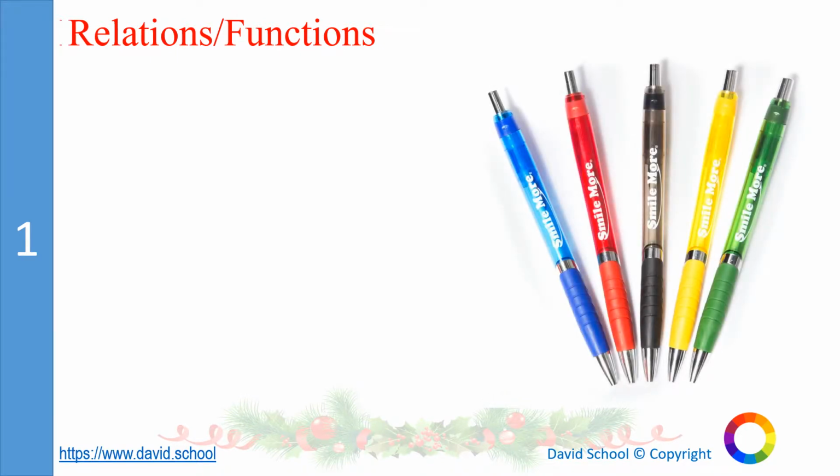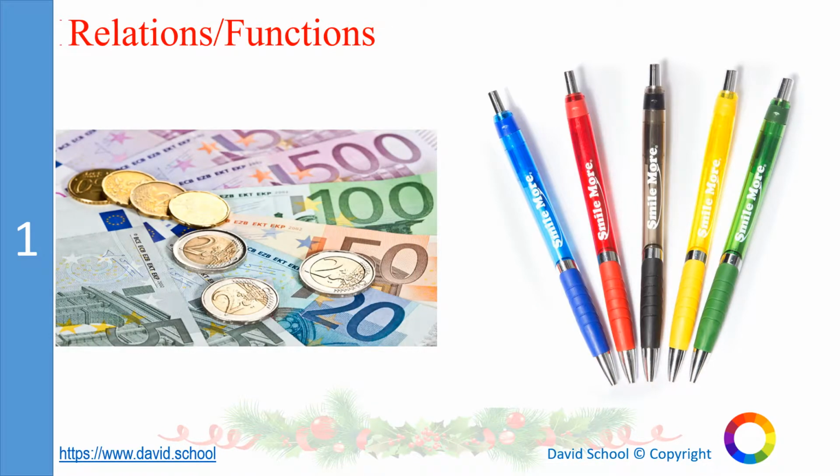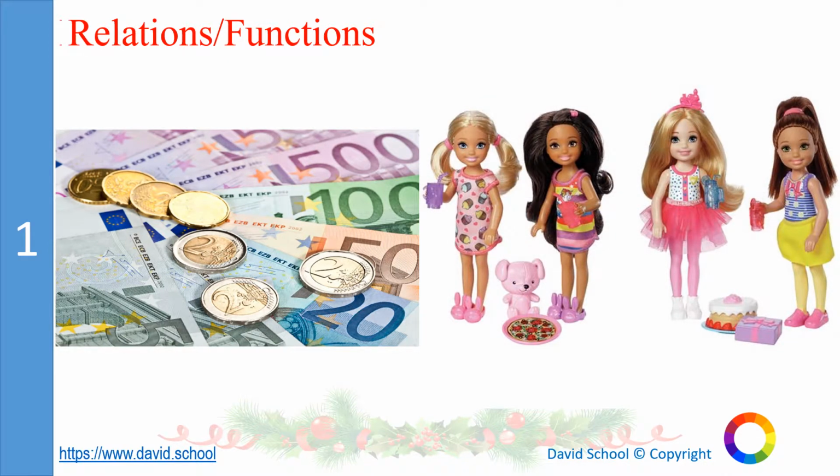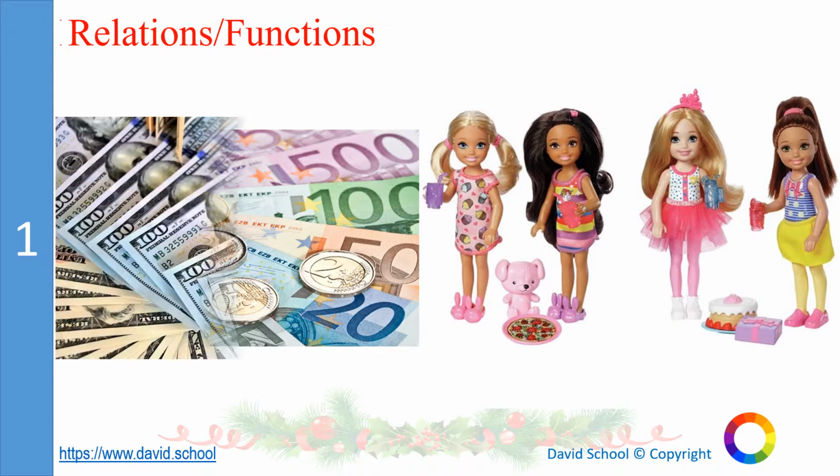The total cost of pens depends on the number of pens. Similarly, the total cost of ice creams depends upon the number of ice creams. There is a relation between the total cost of toys and the number of toys. The total cost of pens or ice creams or books is a function of their number. Similarly, in math, we have many different functions. Let us see an example.